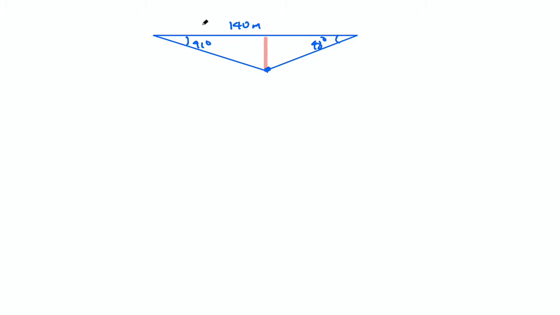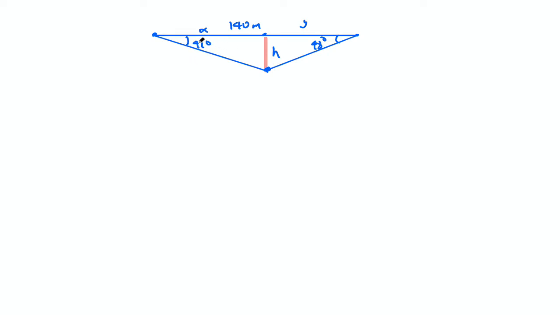Okay, so what I can do is, I know that the entire length is 140. If I call the distance from this point to this point x, and this point to this point y, I can make two separate equations here. Of course, let's call this missing value h.